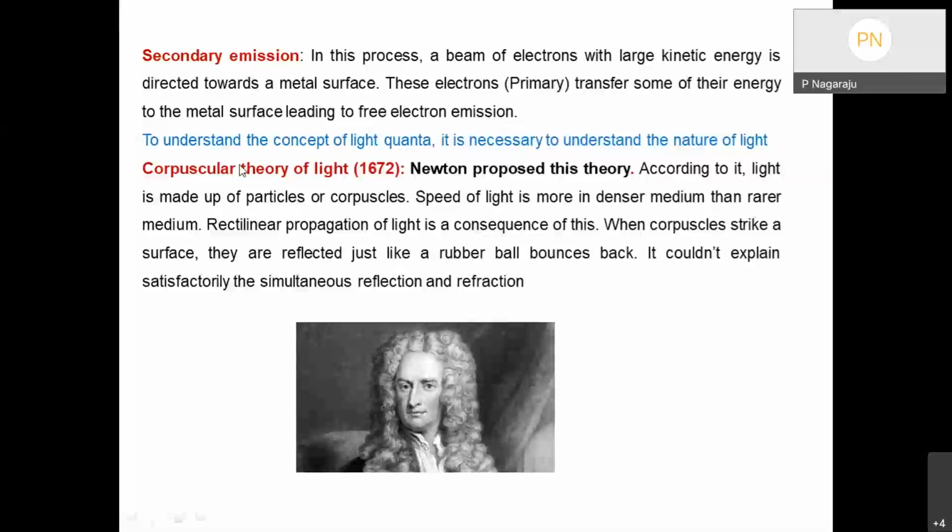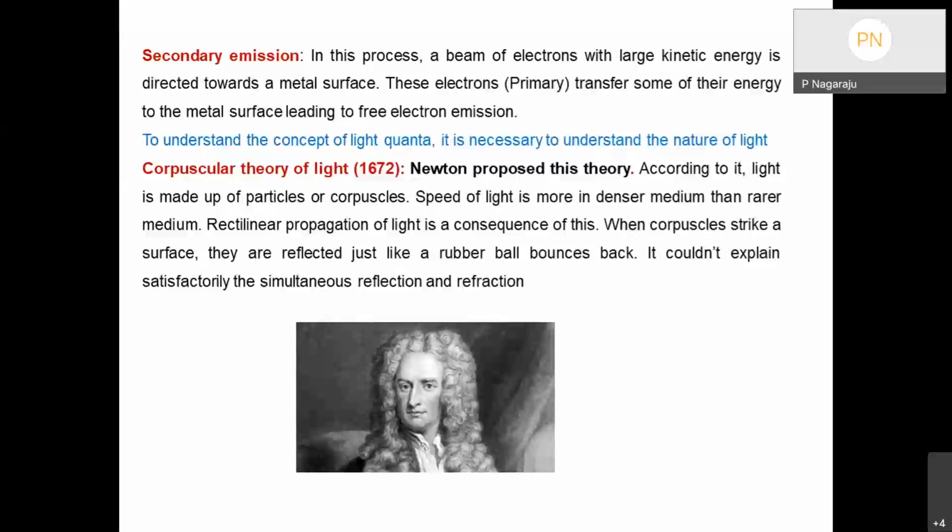Under the first one, we think of the corpuscular theory of light. Newton proposed this theory in the year 1672. According to Newton, the light particles are in other words called corpuscles, and these corpuscles are emitted from a luminous body. Once the corpuscles are emitted from a luminous body, they travel along a straight line with enormous speed. And we can compare these corpuscles, or the light particles, to a bullet fired from a gun.